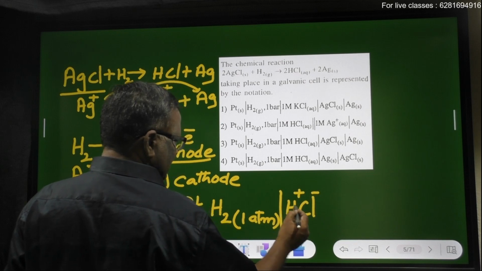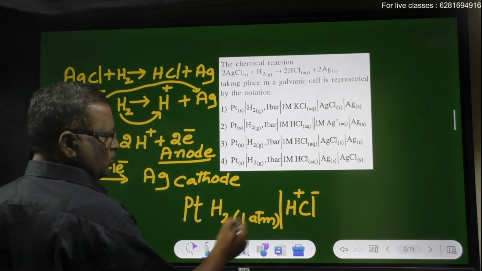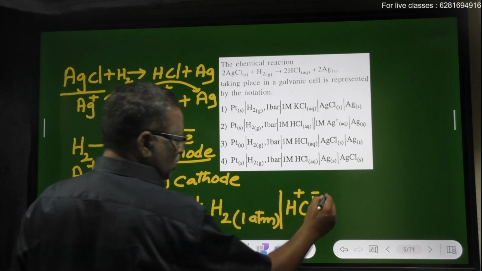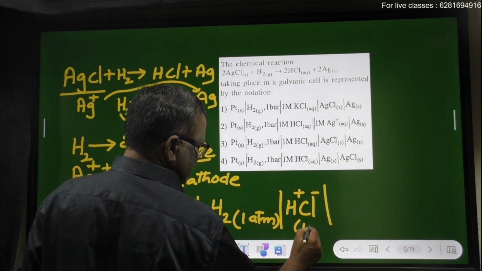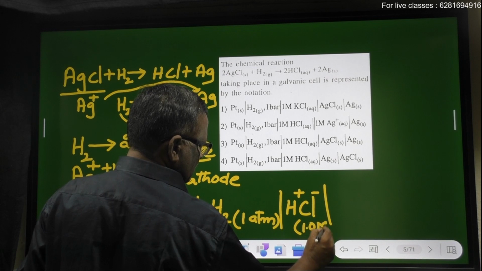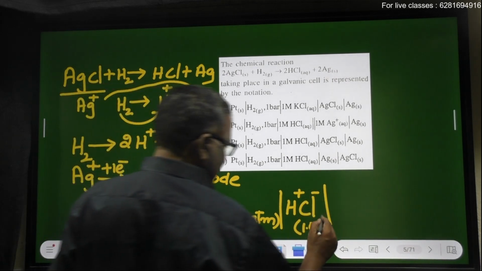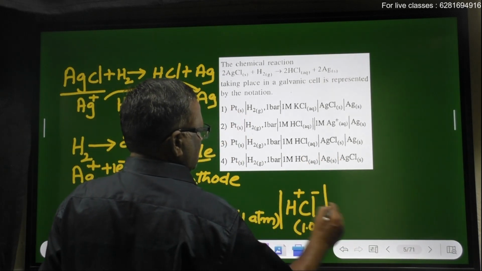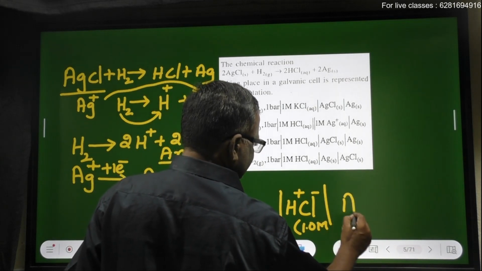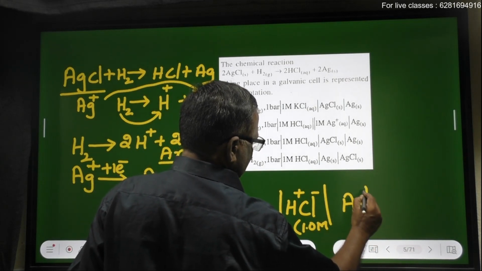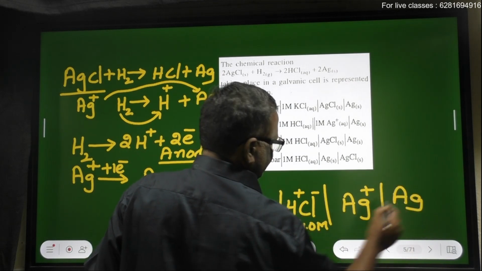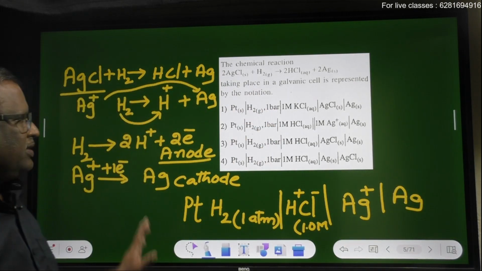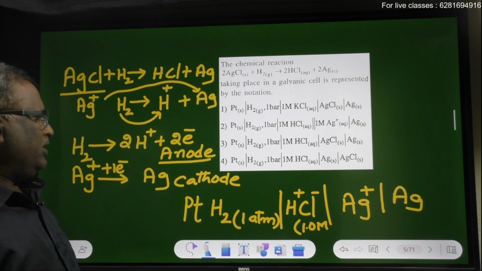because instead of H plus ions you can write HCl also, because this HCl will give H plus ions to hydrogen and Cl minus ions to chlorine. So we can mention like this, and we have to mention the concentration of H plus ions. Then Ag plus, then Ag. So this is the cell notation for the given equation.